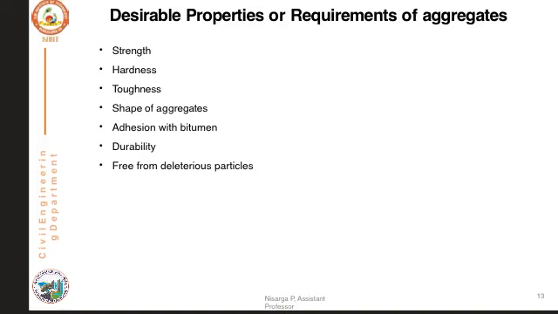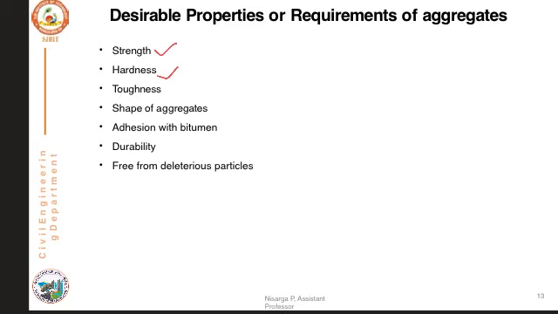Some of the desirable properties of aggregates include, first and foremost, the basic property of strength. The aggregates that are used in road construction work should be strong enough to withstand the stresses due to the traffic and wheel load. Aggregates, especially those used in the top layers, for example in the wearing course, should be capable of withstanding the high stresses in addition to the wear and tear. And the aggregates we use should possess sufficient resistance to crushing.